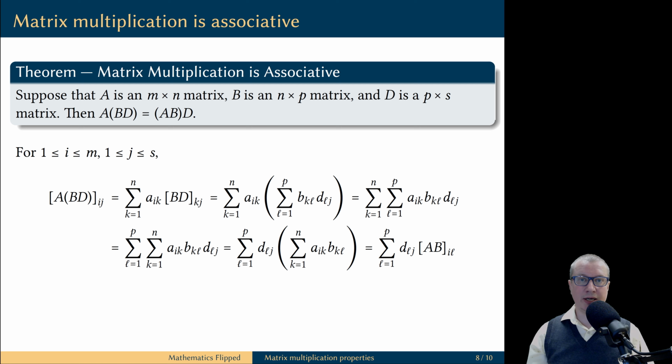Now, you should recognize that what we have inside the parentheses is the entry-by-entry formula for the entry in position il of the product matrix AB. Now, we are almost done. To visually help you see what's going on, I'm going to apply the commutative property of multiplication of numbers. And now, you should recognize that this is the entry-by-entry formula for the entry in position ij of the product matrix AB multiplied by the matrix D.